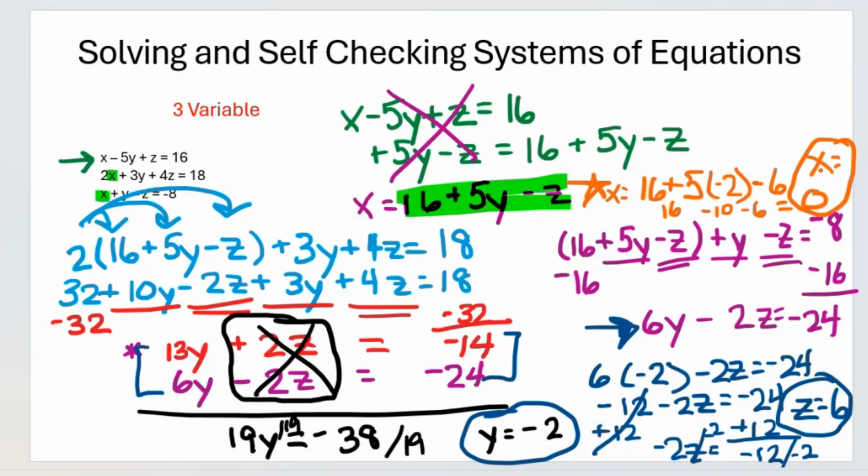So now I have all 3 of the variables, x, y, and z, and we write our answer just like we did before when we had x comma y. We're just going to do x comma y comma z. So x goes first, that's 0. I have y, which was negative 2, and I have z, which is 6. And here is our final answer. And if you go ahead and substitute 0, negative 2, and 6 in for each one of those, you will in fact find out that they work for each equation.